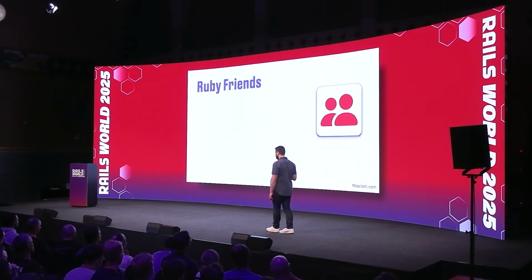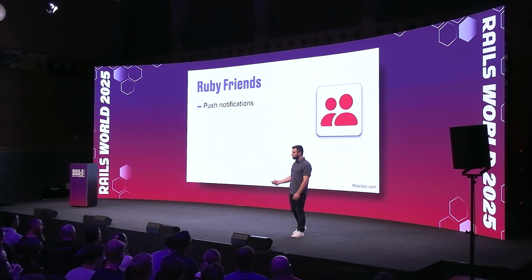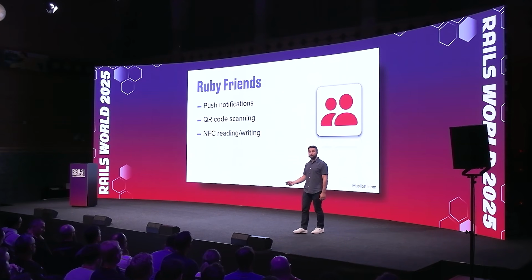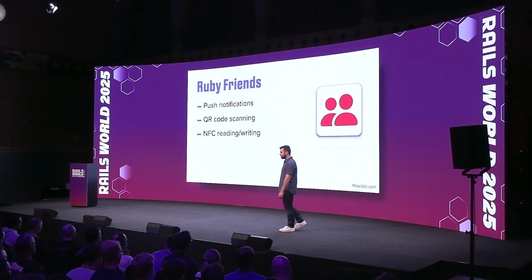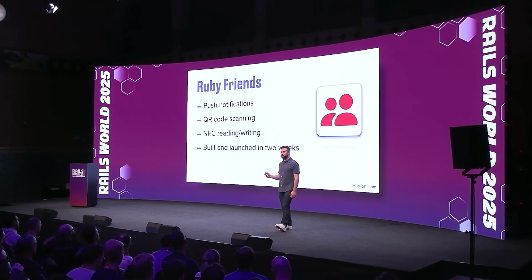I talked about Ruby Friends a little bit earlier. On the way home from RailsConf, I actually built the prototype for this. Way to keep in touch with friends that you meet at conferences, scanning badges and stuff like that. Integrated a bunch of native features in the iOS and Android apps, like push notifications, QR code scanning, and NFC reading and writing, all with, of course, bridge components, all also available in that bridgecomponents.dev library I was talking about. But why I'm talking about this is that this went from idea to in the App Store in just 2 weeks.